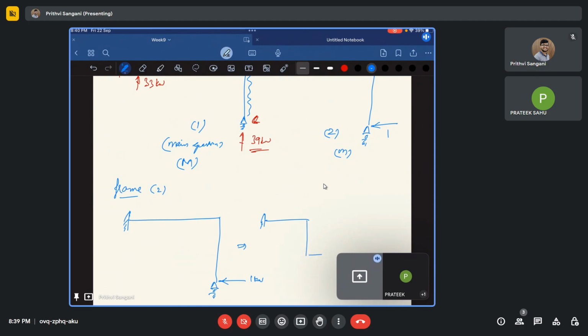So this can be solved in this way: the 1 kilonewton plus RC. Okay, you are able to follow. Yes, sir. So 1 kilonewton in the horizontal direction, and RC is my redundant force. So what is my compatibility condition again? Delta C1 plus delta C2 equal to 0. So I'll find my delta C1 and delta C2, equal to 0, and then I'll find out what is my RC.